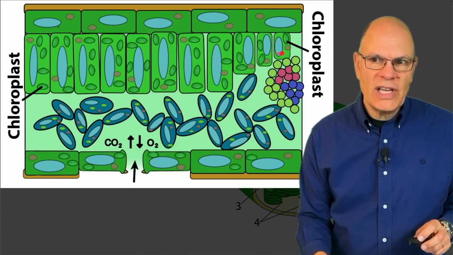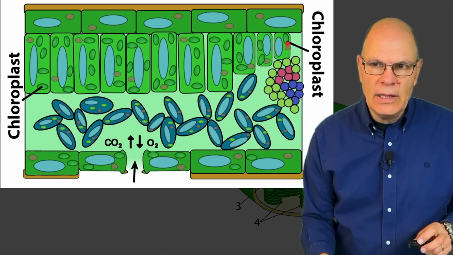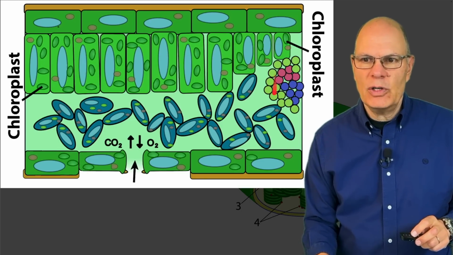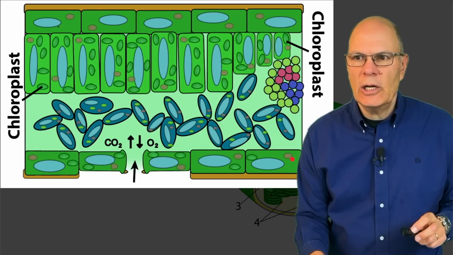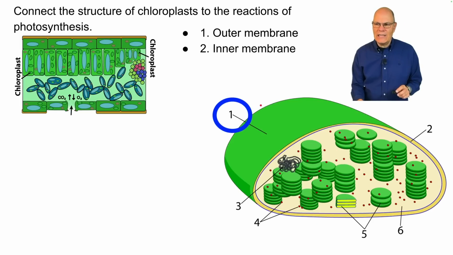This is a cross-section of a leaf. These are cells within the top part of the leaf, and these are chloroplasts. There are many per cell. There's only a couple shown here. And in terms of the structure of the chloroplast itself, it has an outer membrane and an inner membrane.